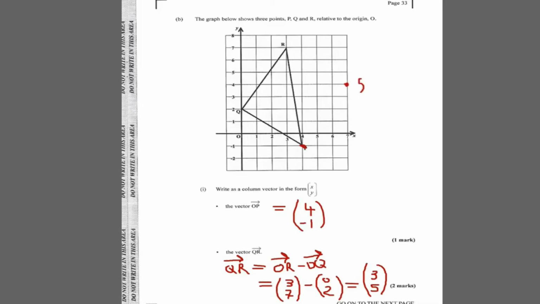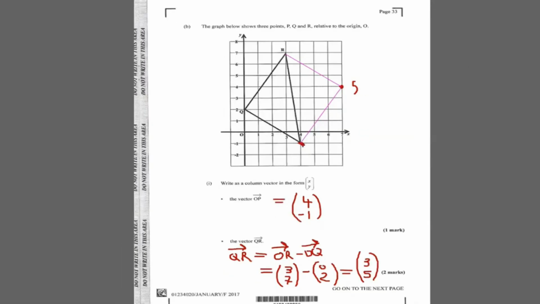PQRS is a parallelogram. So to show that it's a parallelogram, first thing we need to show is that RS is parallel to QP, and then we need to show that PS is parallel to QR. So that's a lot of work. Let's do that. Let's work out what's PS first.